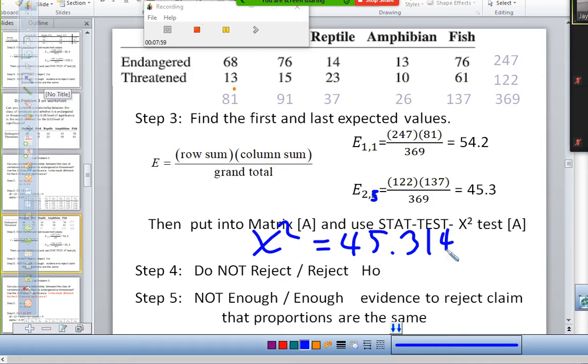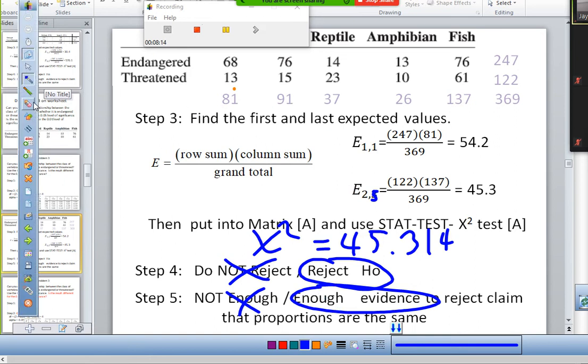Perfect. So that's totally in the rejection region, way in the rejection region, completely. So we're going to reject H naught, which means we have enough evidence to reject the claim that the proportions are the same. Okay.